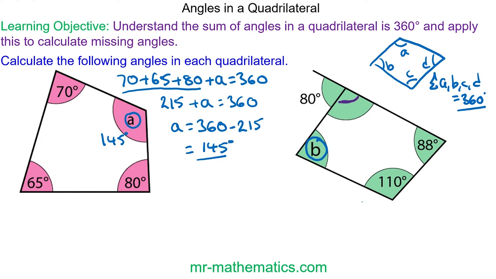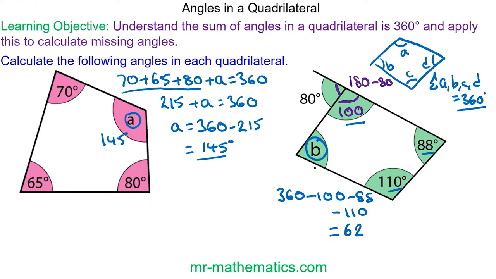For question B, we've been asked to work out this angle, but to do that, we need to work out this angle first. Well, we know that angles on a straight line add up to 180, so this angle will be 180, take away the angle on the straight line, which is 80, then this will be 100 degrees. So we can work out angle B, which will be 360, take away the other three angles. And this is 62 degrees. So angle B is 62 degrees.